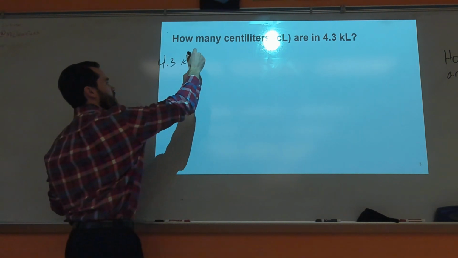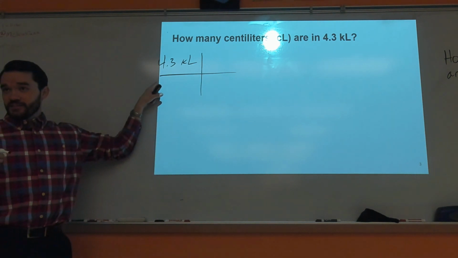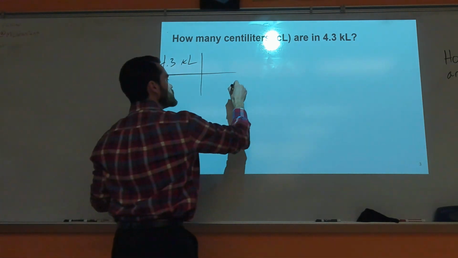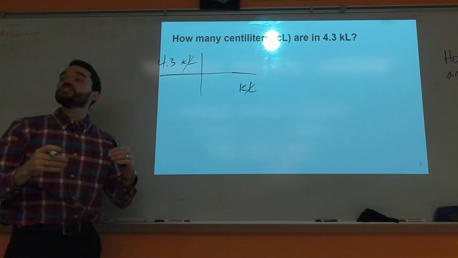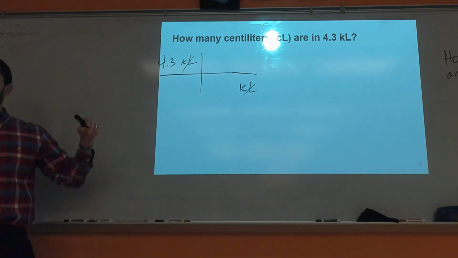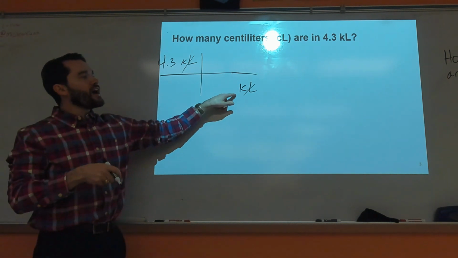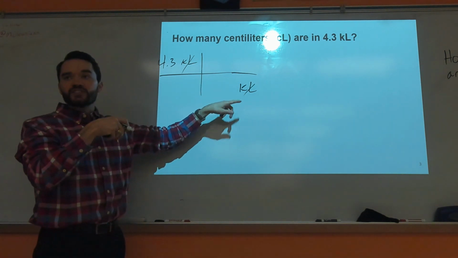Thank you. Okay. So write down the unit you're starting with. So you got kiloliters here. Whatever the unit is here, that old unit goes down here. So kiloliters is there. Kiloliters goes there. That way, kiloliters cancels itself out. Okay. Now then, the unit you want to find goes up here. Now, what we're trying to find is centiliters. So ideally, you would put centiliters up there.